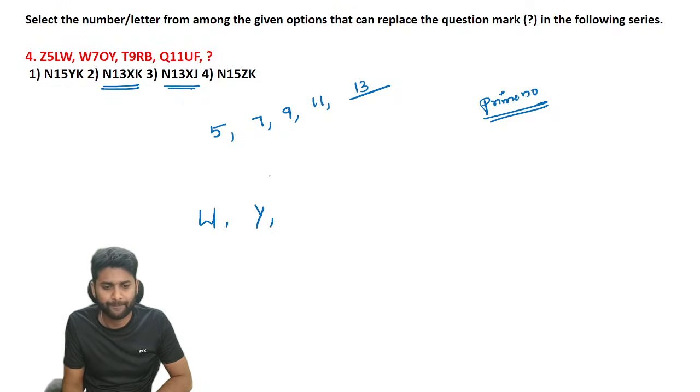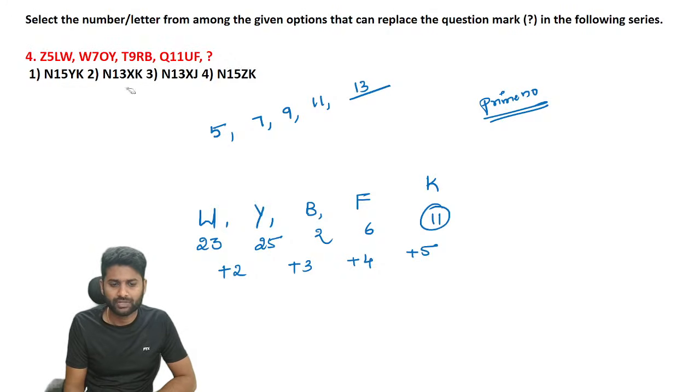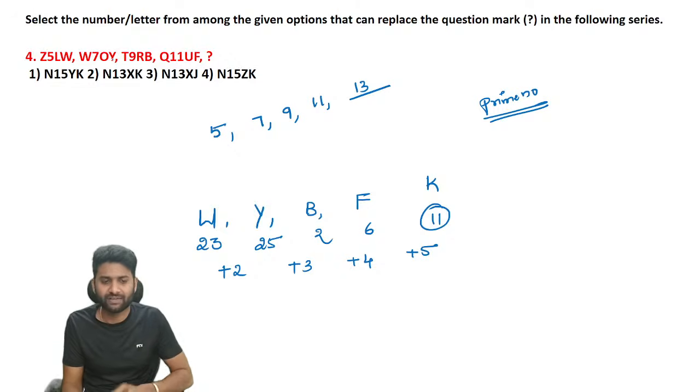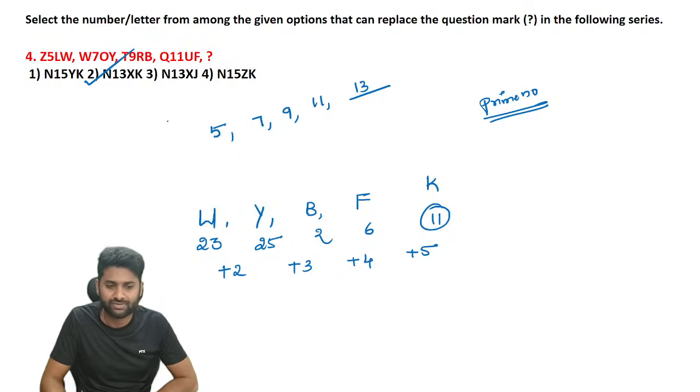W, Y, W, Y, B, F. As you know, the 23rd letter, 25th letter, again the second letter, again the sixth letter. Now see, it's plus 2, plus 3, plus 4, and plus 5. So all are consecutive numbers. So we need the 11th letter. 11th letter is K. If you compare options 2 and 3, you can see the difference is in the last element. So the last element must be K, not J. So the best answer for this question is the second one.